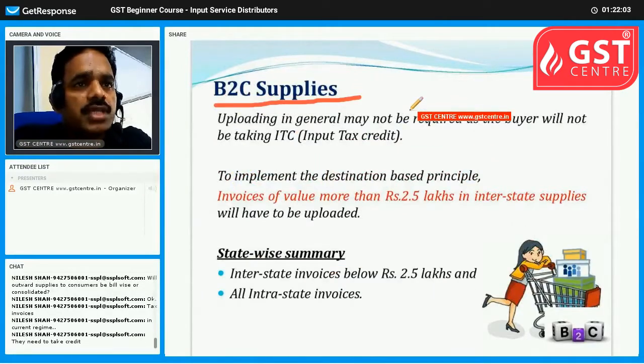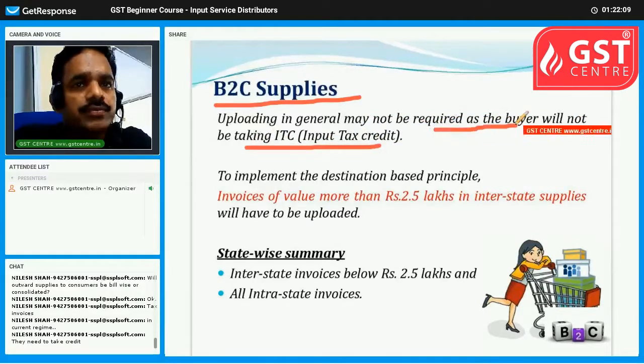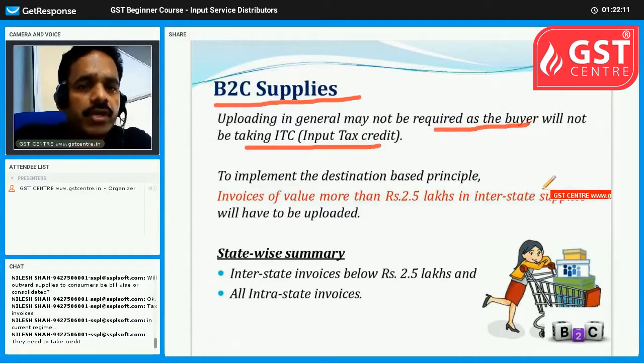And what about B2C supplies? Uploading in general may not be required as the buyer will not be taking ITC. Why? Because the customers may not have been registered as per the GST Act, so they cannot take input tax credit. When I talked with a guy from Australia, he told me that in Australia, even the customers can claim input tax credit. They will get refund from government for taxes paid.